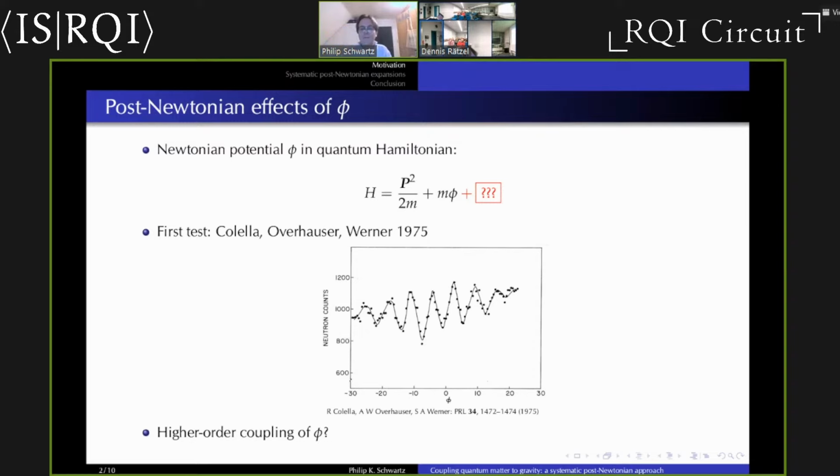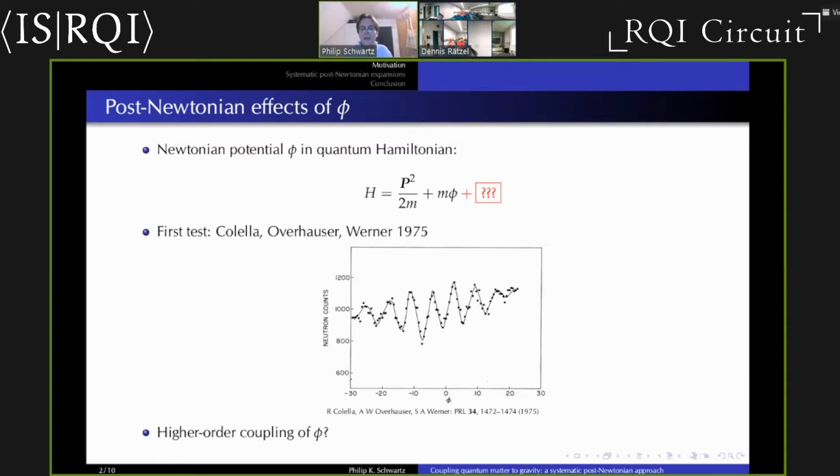So even if we know that the lowest order term will be just a Newtonian potential, we should expect that we get some higher order couplings in there. So we should get higher order terms, like terms with phi squared or something similar. And so the question is, what do these terms look like, even if we only focus on the Newtonian potential and not on any other gravitational effects like gravitational waves?